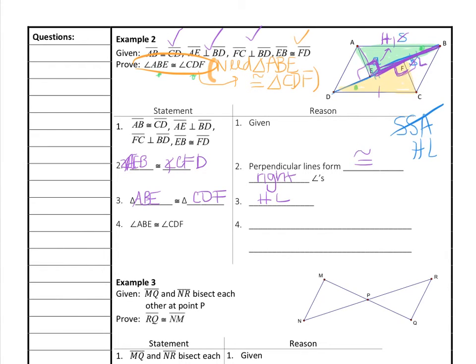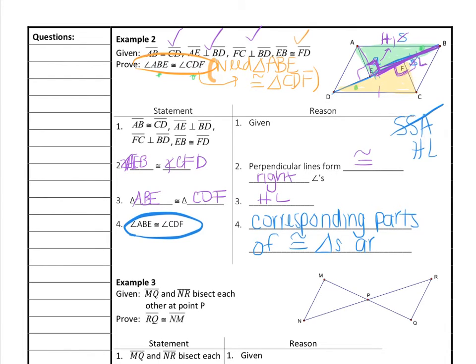Then if I know that the triangles are congruent, then these angles must clearly be congruent because of that crazy long phrase that we're going to write the entire thing out for until you get it memorized. Corresponding parts of congruent triangles are congruent. Or in other words, if you want to write it in parentheses, CPCTC. Corresponding parts of congruent triangles are congruent.